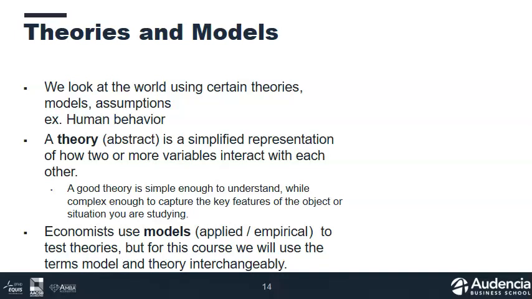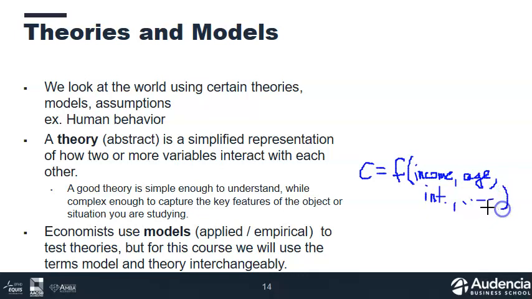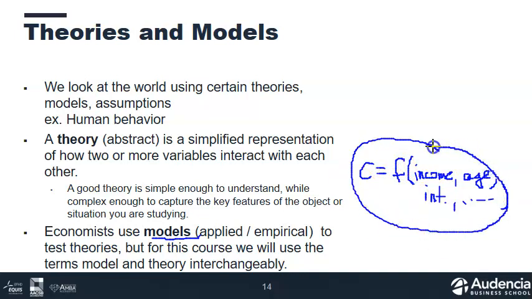Economists also use models, and these are much more applied. They're empirical. We use these to test our theories. So, for example, if I wanted to test my assumption about the relationship between consumption and income, I could say consumption is a function of income, but it's also a function of maybe my age. It could be a function of interest rates. It could be a function of tons of things. And I can use an economic model to test all of that. Again, an economic model can be very, very complex.